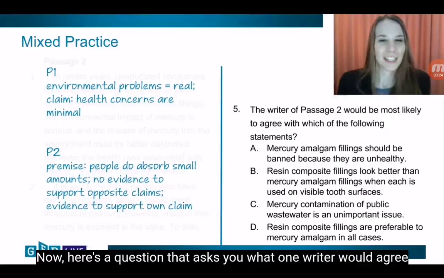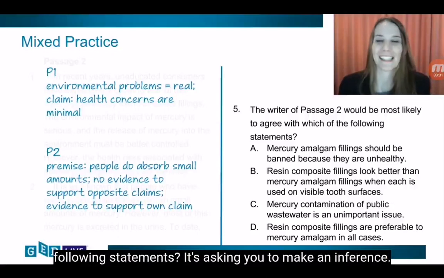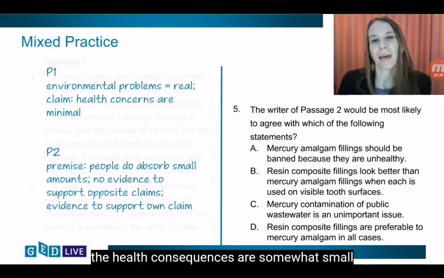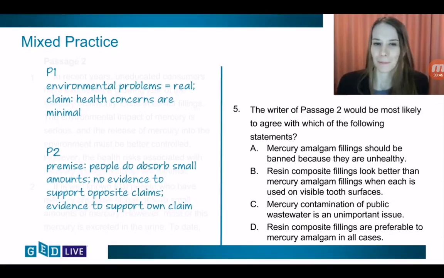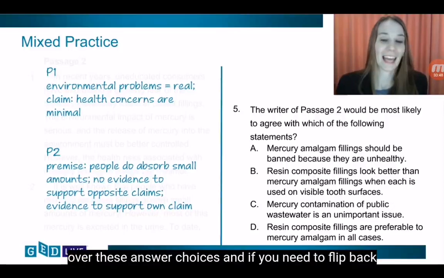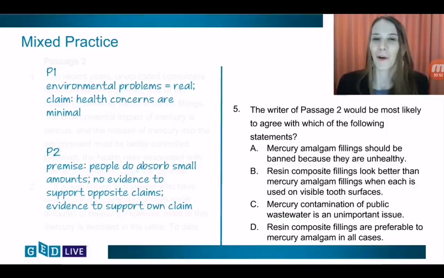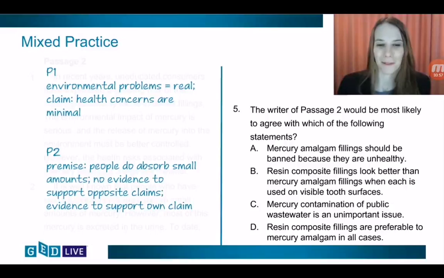Now, here's a question that asks you what one writer would agree with. The writer of passage 2 would agree with which of the following statements? This is asking you to make an inference. So we know that the author of passage 2 said the health consequences are somewhat small, but the environmental impact is real. Let's look back over these answer choices. And if you need to flip back through the text to find support for your answer choice, go ahead and do so. But pause the video, take as much time as you need to answer question number 5.